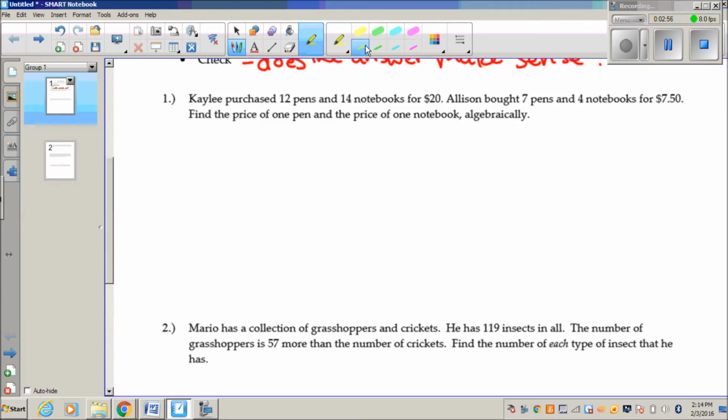Okay, so I've got two girls here. I've got Kaylee, who purchased 12 pens and 14 notebooks for $20. So that's one situation here. And then there's Allison, who bought 7 pens and 4 notebooks for $7.50. Now what I want to think about here is, what am I supposed to do? What am I trying to find? The question is, find the price of 1 pen and the price of 1 notebook.